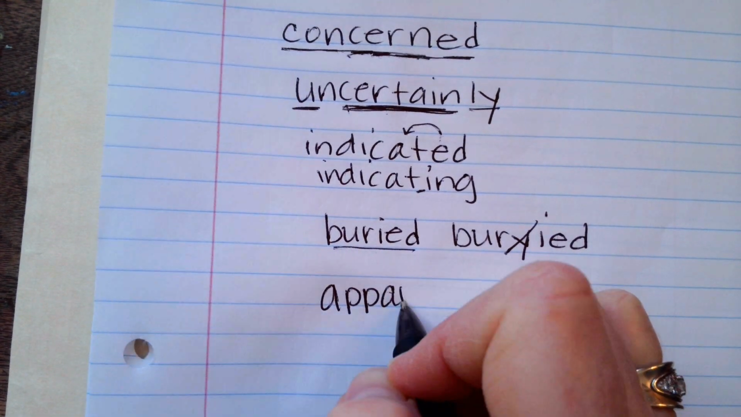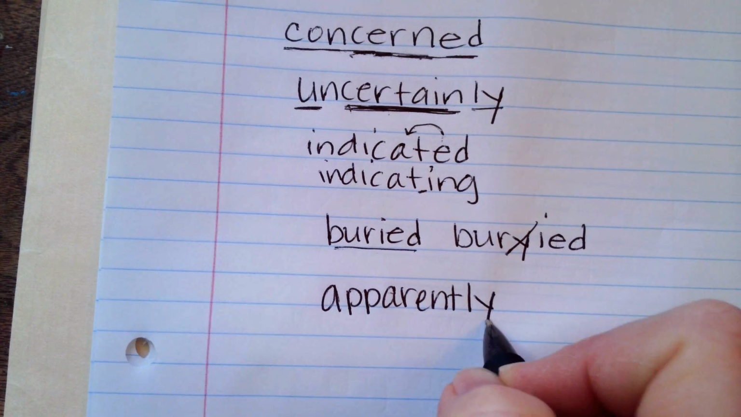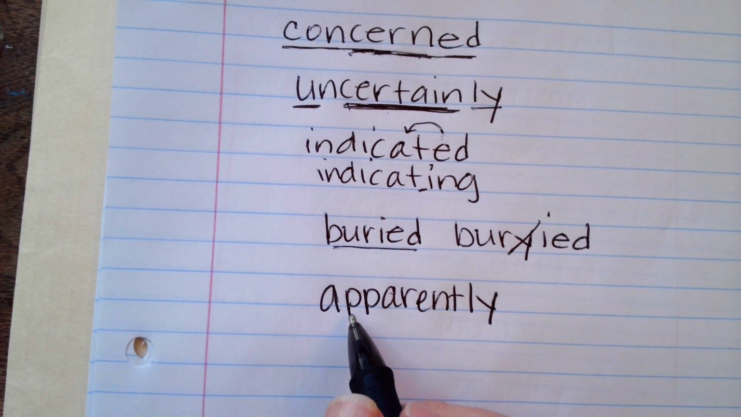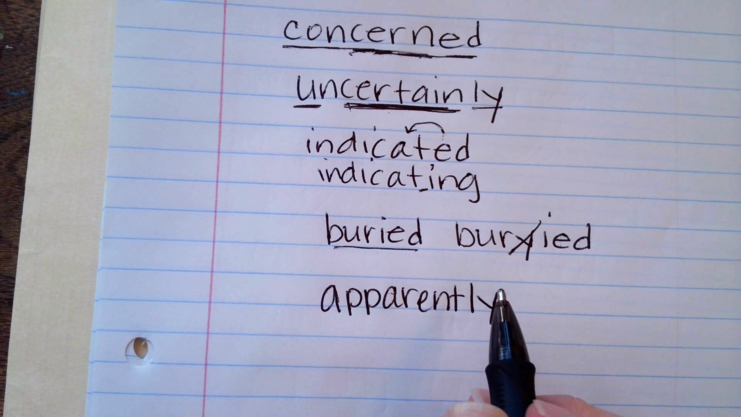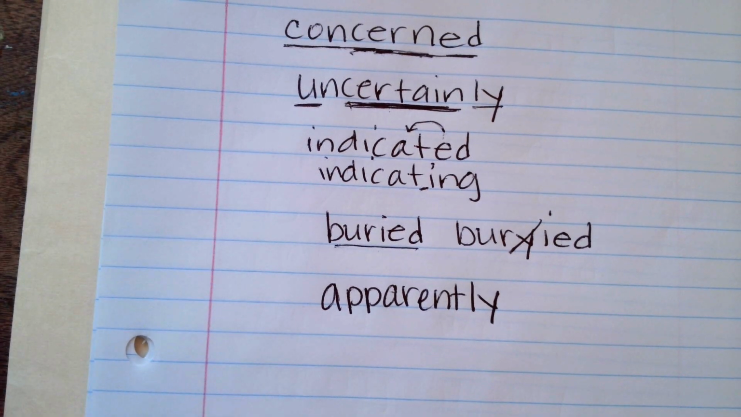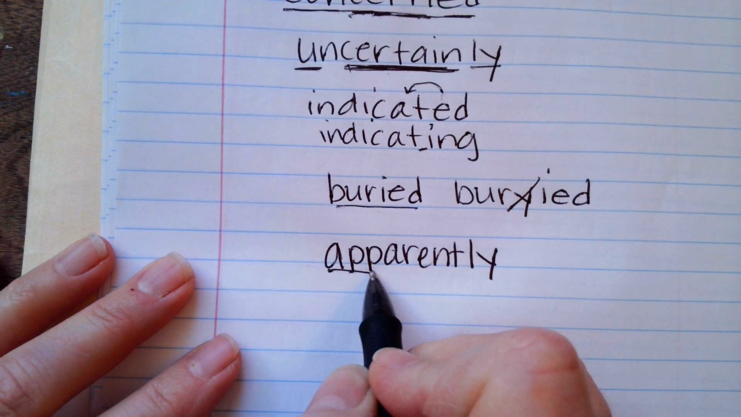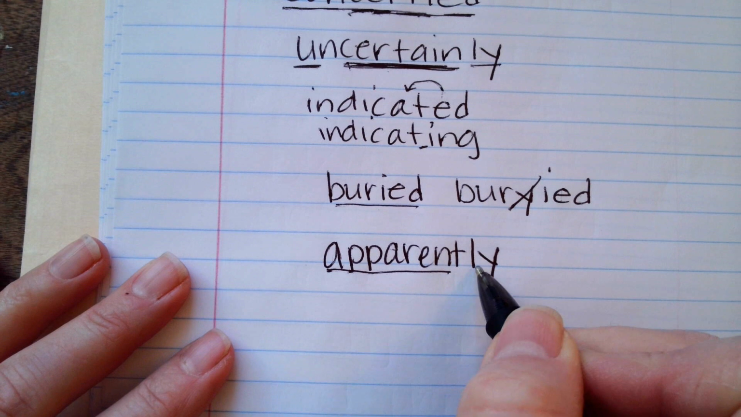This one is apparently. Wait, I don't think there's two P's in that word. I'm usually a good speller, but sometimes I see something and it doesn't look right. Yeah, there is. Okay, two P's. Next one, and the root word is apparent, and then you tack on the ly.